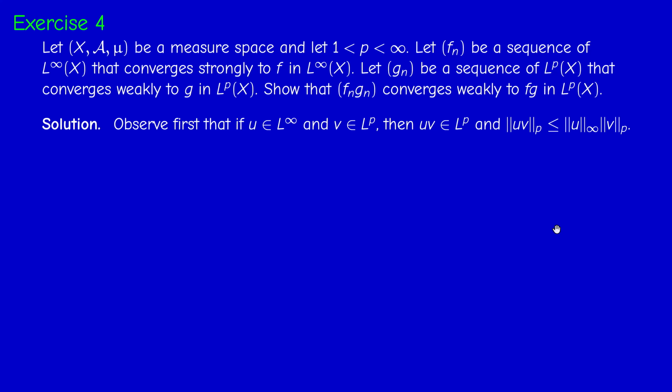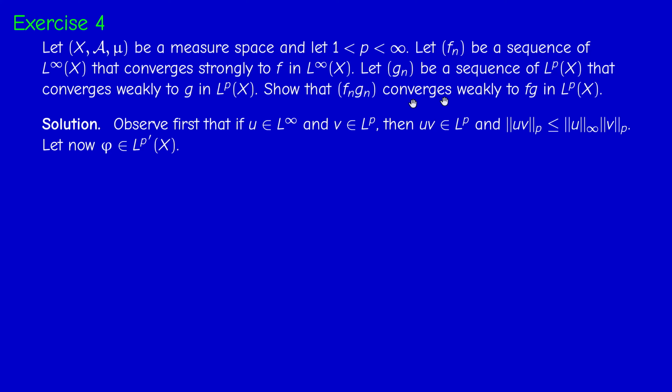So this is a standard argument. First of all, if u is in L infinity and g is in Lp, then the product is in Lp. Why? Because the norm p of the product is less or equal than the infinity norm of u times the norm p of g, as you may check easily by going back to the definition. Okay, so this is a fundamental observation: the product of an element in L infinity times an element in Lp belongs to Lp.